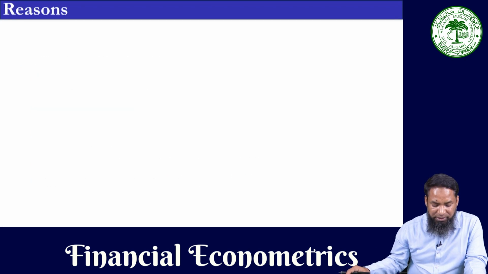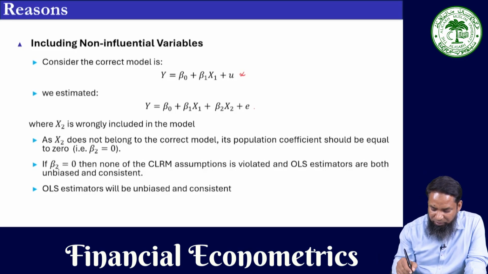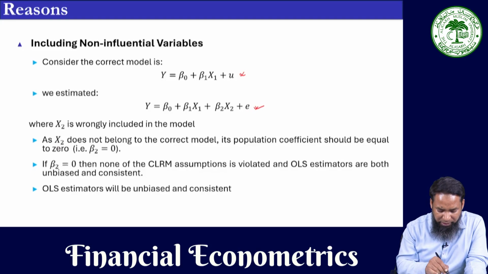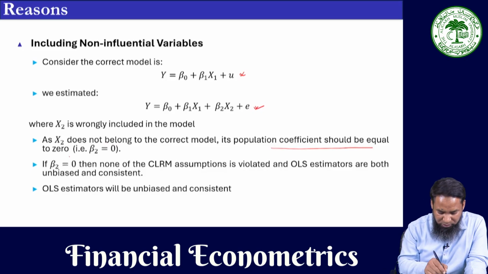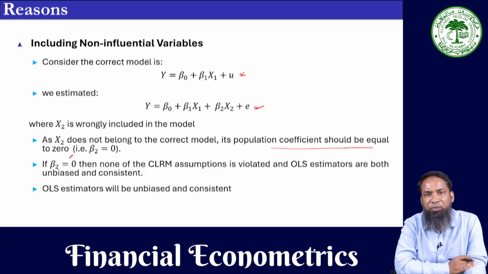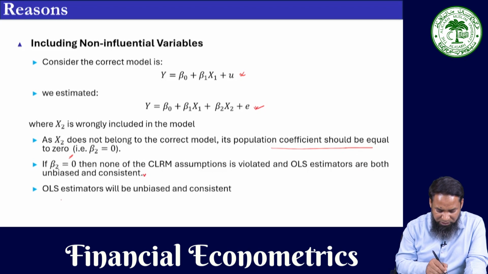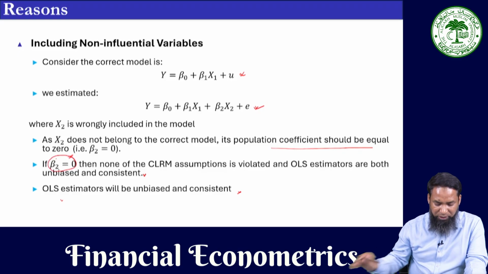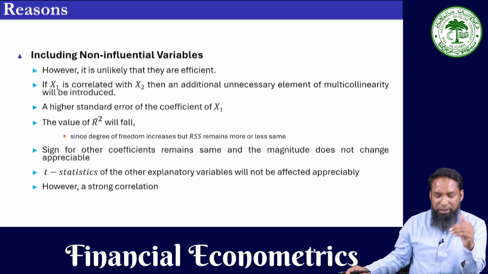Now, let us take the second case where we are including a non-influential variable. Let us say the correct model is this, but what we are estimating is this. As x2 does not belong to the correct model, its population coefficient should be equal to 0. If we test and find that beta 2 is equal to 0, then we will drop it, and it is not an issue. Then none of the assumptions are violated, and all estimators are both unbiased and consistent. OLS estimators will be unbiased and consistent if beta 2 equals 0 here. However, it is unlikely that this happens.